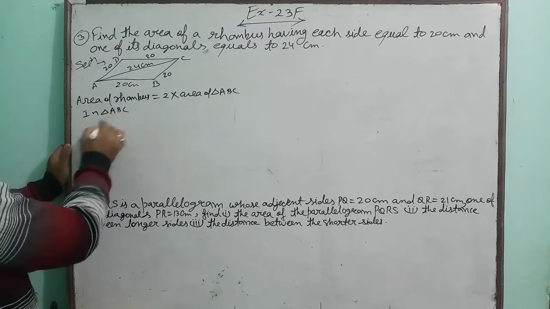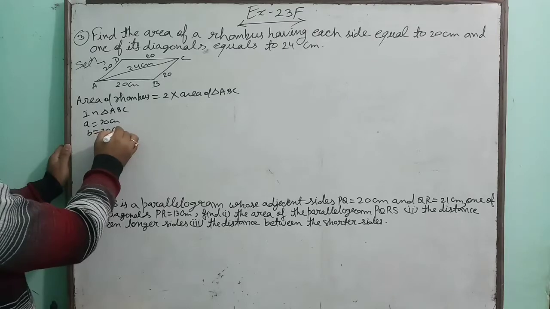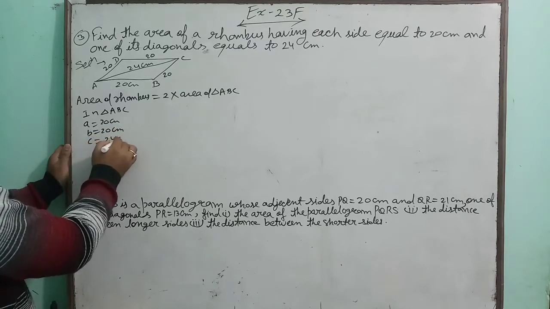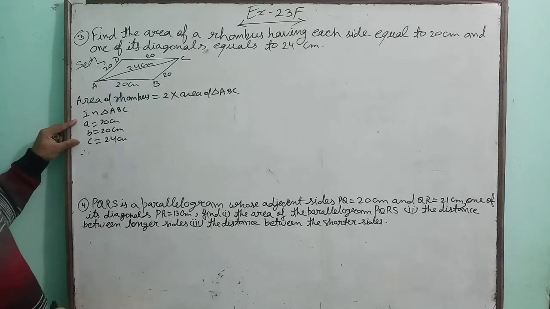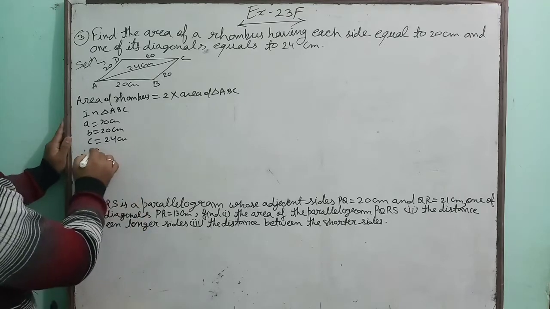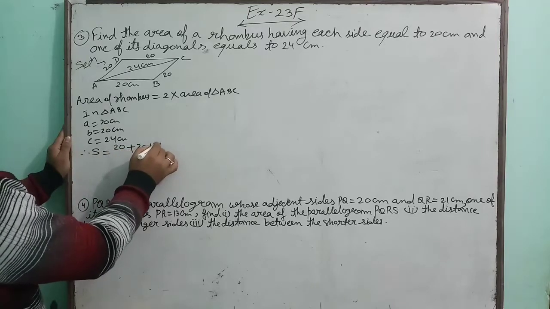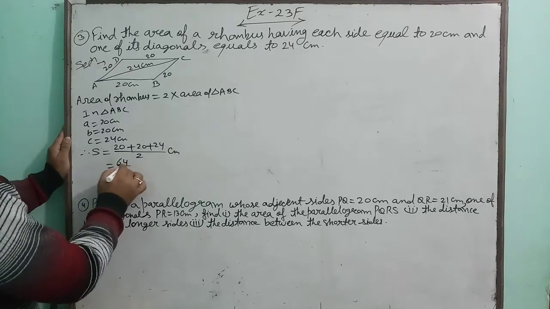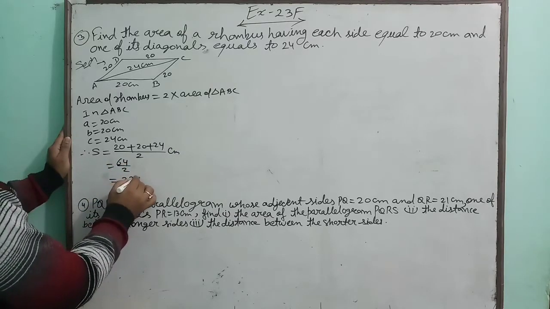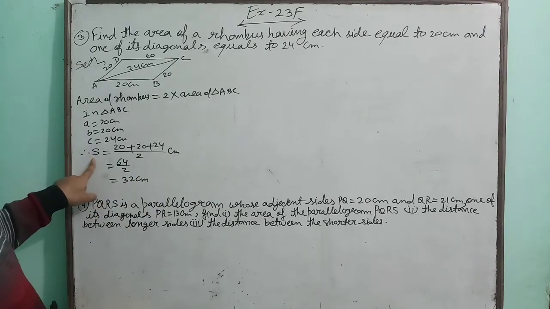In triangle ABC, suppose A is 20 centimeter, B is also 20 centimeter and C is 24 centimeter. If in a triangle all the three sides are known, we can find the area of the triangle. To find it, first we find the semi-perimeter. A plus B plus C upon 2. That means 64 by 2, that means 32 centimeter. Here 32 centimeter is the semi-perimeter.